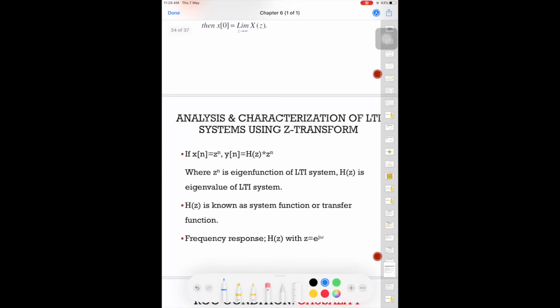Now this is important: analysis and characterization of LTI systems using the Z transform. For example, this is your x[n], and how do you get your y[n]? It is H(z) multiplied with X(z).